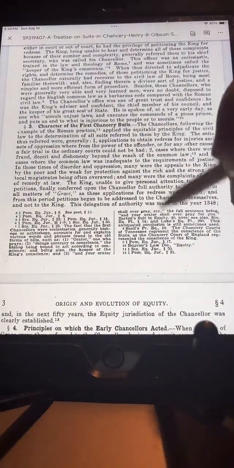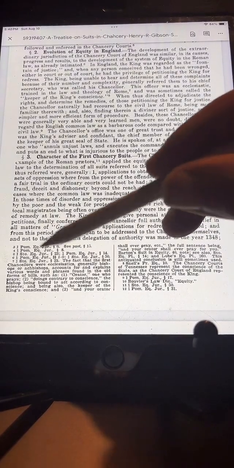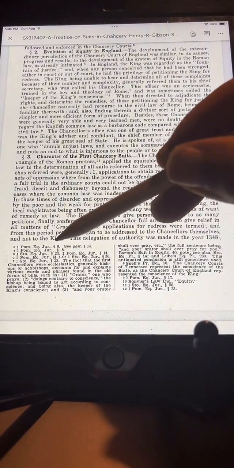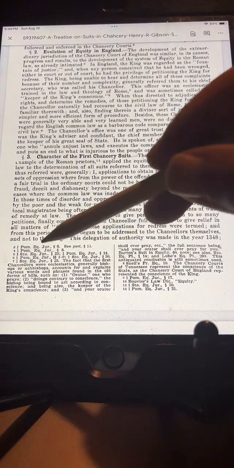Okay? Now, I'm not sure what these cliff notes are for, but let's check them out real quick, right? Equitable jurisdiction, see post 15, Palm equitable jurisdiction.